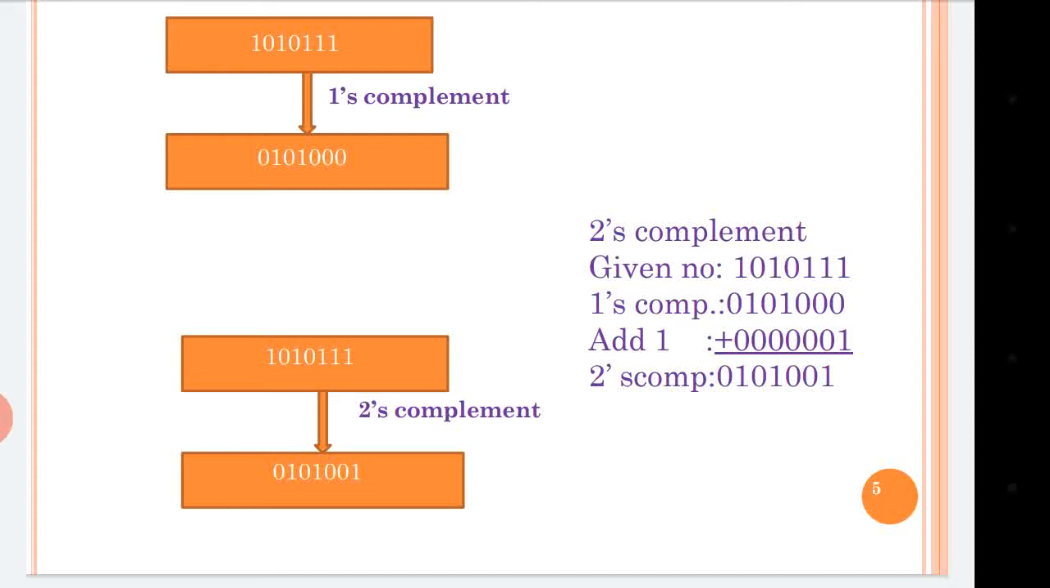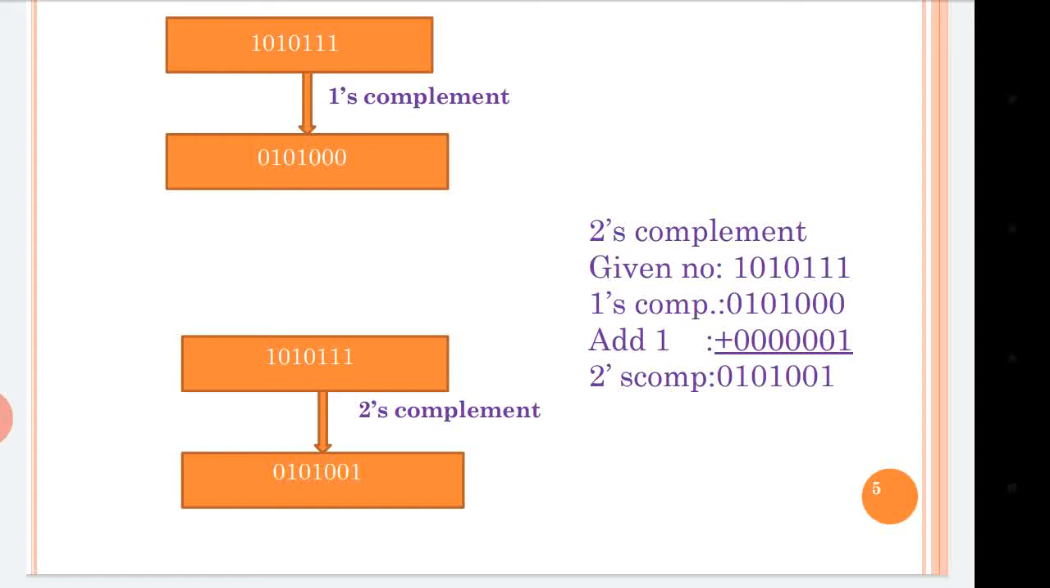Observe the example shown in blue color. The given number is written first, 1010111, then its one's complement is taken after inverting every bit, and then to find the two's complement I will add 1 to that, and this is how I will get the two's complement of a number.